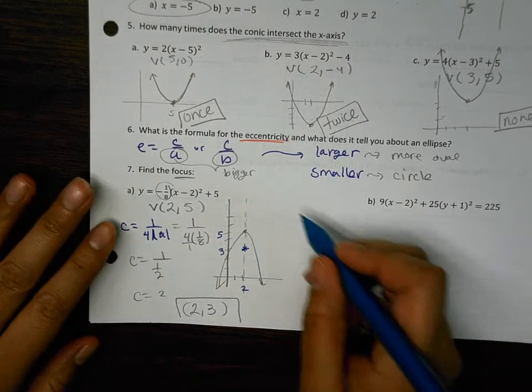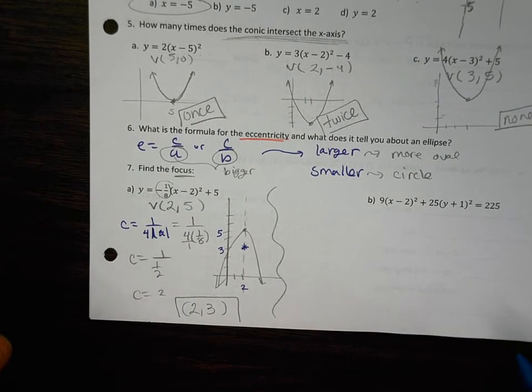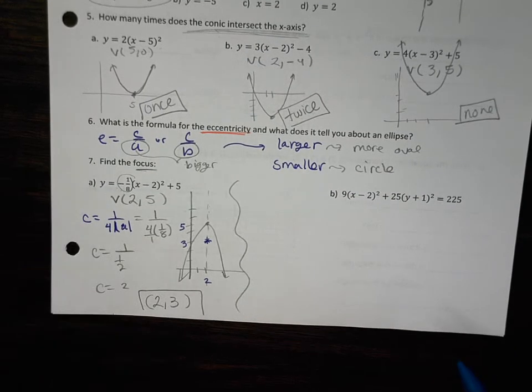Okay. Next one is a hyperbola, which is foci. It's plural. There's more than one. What do I have to do first? Because it's not in the right form. Anybody know? Divide everything by what? By 225.